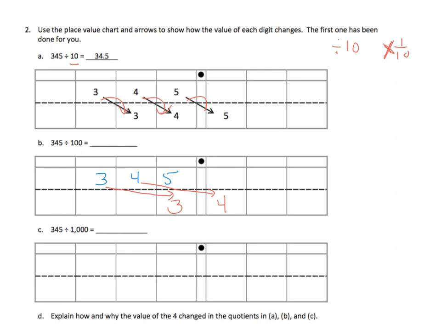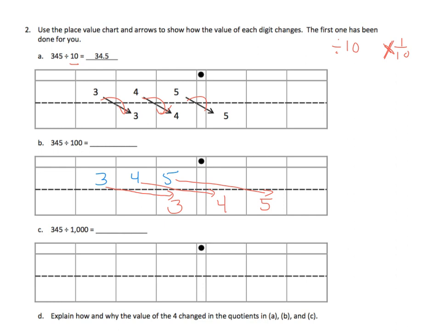That becomes 4 in the tenths place. And finally, I have 5 in the ones place. That becomes 5 in the hundredths place, right? Because let's think about this in terms of money again. 1/100 of $5 is 5 cents.